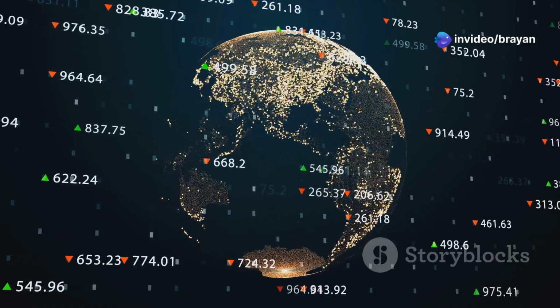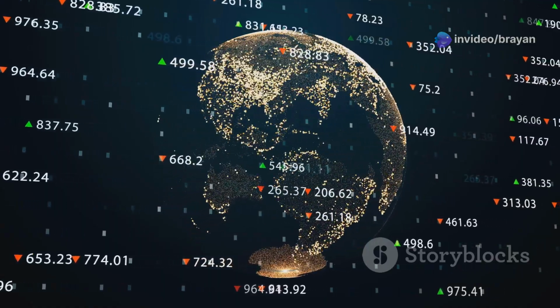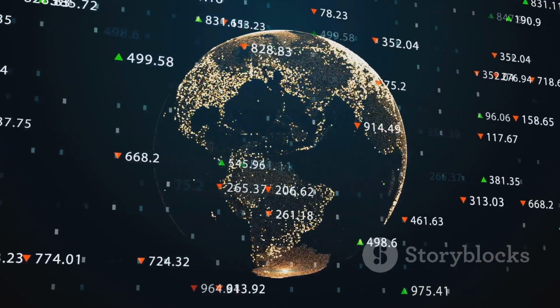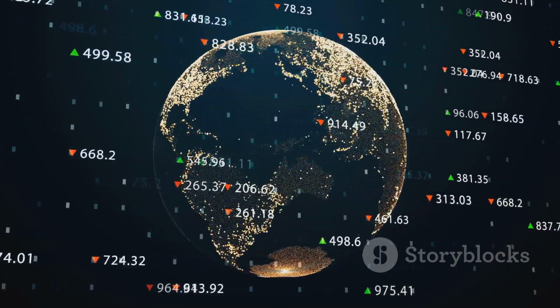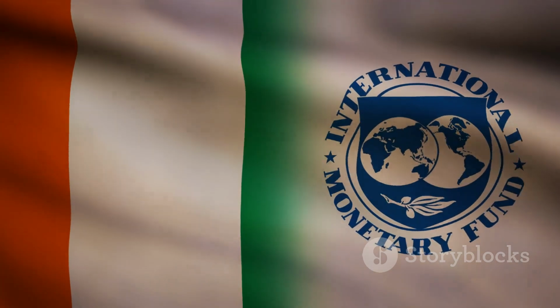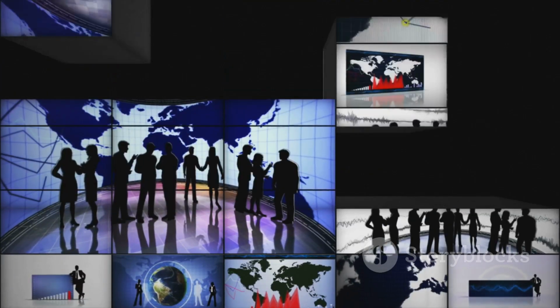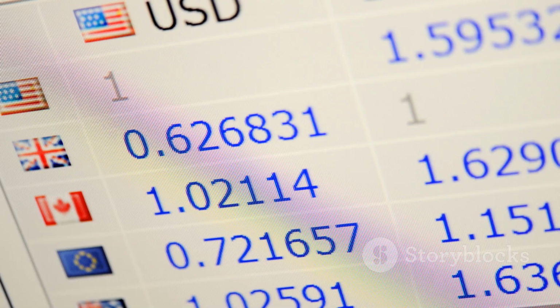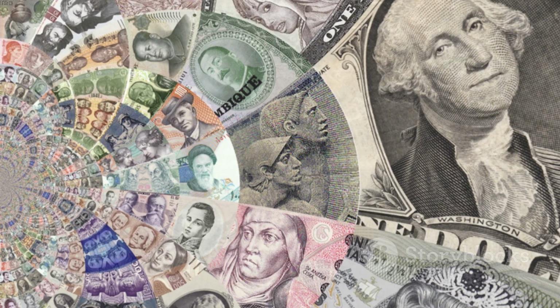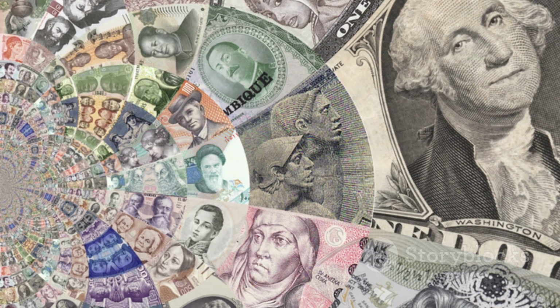The dollar's trajectory will depend on a complex interplay of factors, including global economic growth, technological innovation, and the evolution of the international monetary system. As the world becomes increasingly multipolar and interconnected, the dollar's role may evolve, potentially leading to a more diversified and fragmented global currency system.